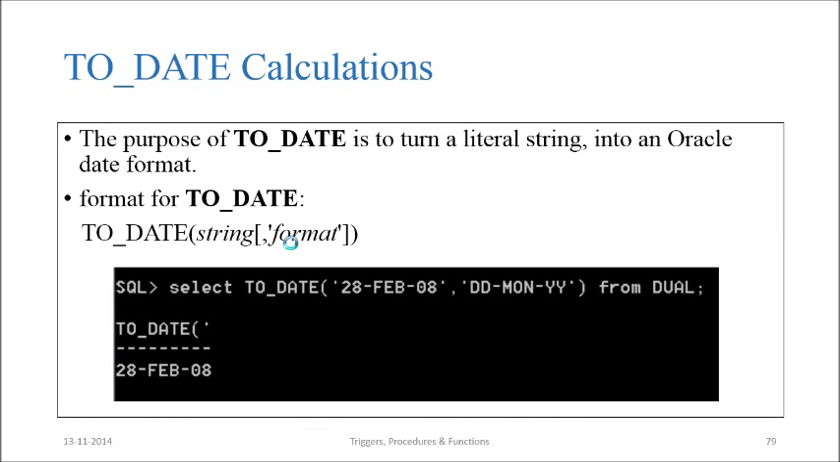Two date calculations. As I said, the purpose of it was to convert a literal string into an Oracle date format. We know the syntax for to date: string and the format. So in the to date function, we are giving a string. This is not in the Oracle format. Then the format we want is specified here, so it is going to be printed in that format itself.